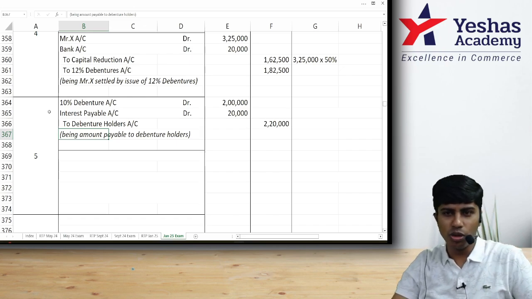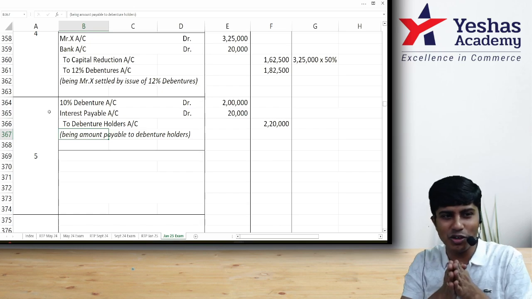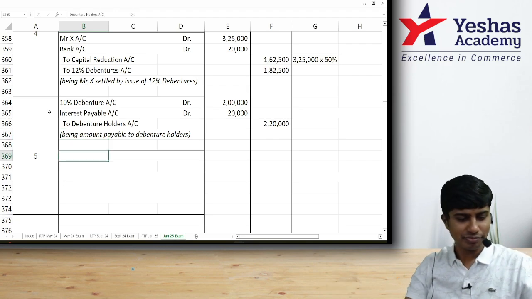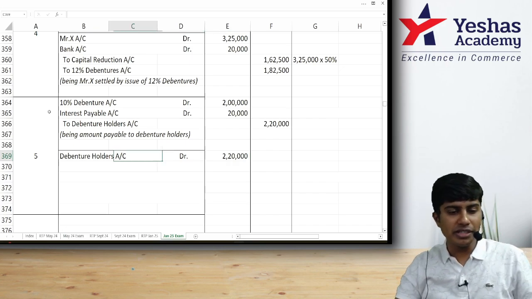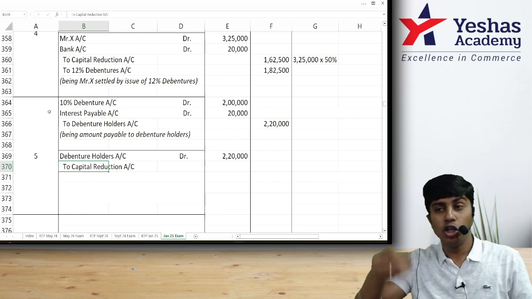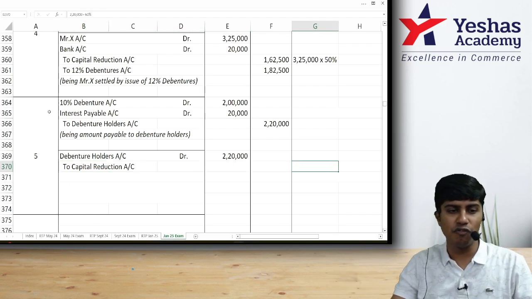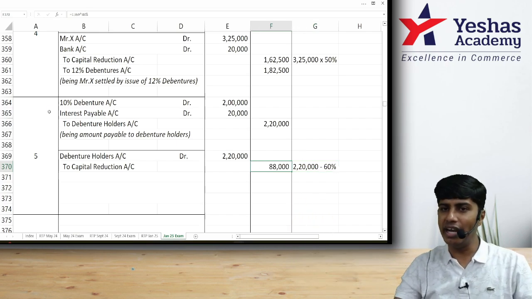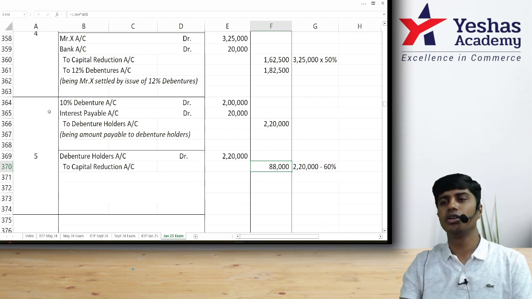You get it? So we are not God level. We are at the devotee level. At the devotee level, break it into smaller parts. Okay. Debenture holders 2,20,000. You get it? Now, how much is to be transferred to capital reduction? It is reduced to 60%. Reduced to 60% means reduced by 40. Please do 2,20,000 into 40%, or 2,20,000 minus 60%. 88,000 is transferred to capital reduction. Balance is how much?